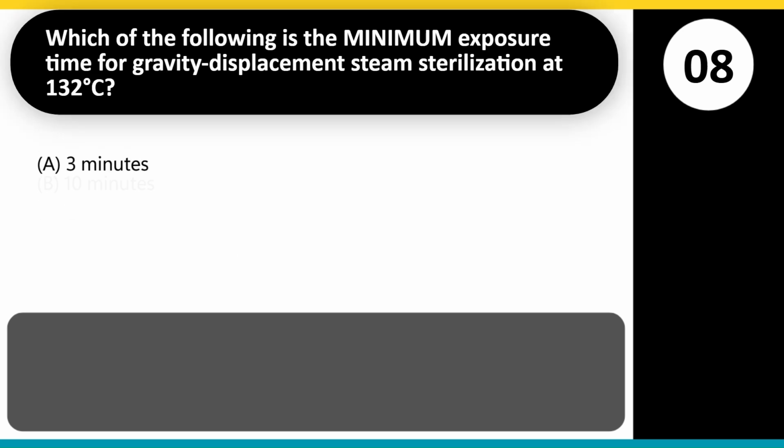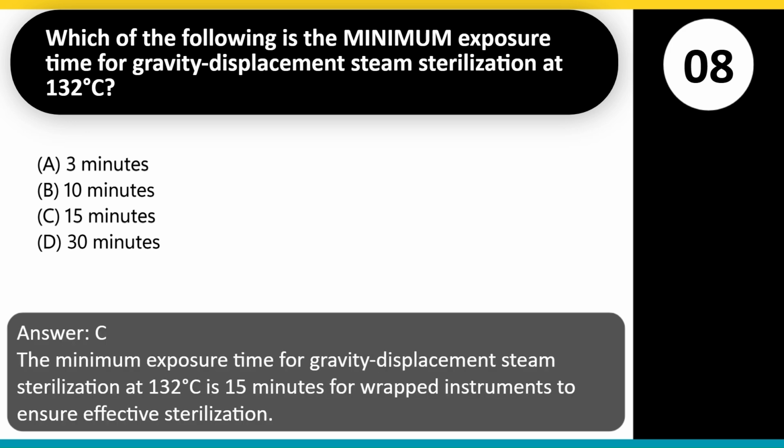Which of the following is the minimum exposure time for gravity displacement steam sterilization at 132 degrees Celsius? A. 3 minutes. B. 10 minutes. C. 15 minutes. D. 30 minutes. Answer, C. The minimum exposure time for gravity displacement steam sterilization at 132 degrees Celsius is 15 minutes for wrapped instruments to ensure effective sterilization.